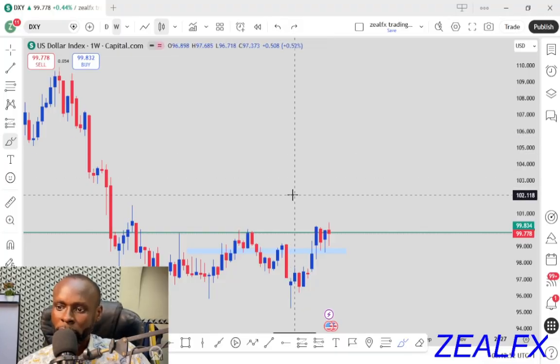The DSY on the weekly chart still has a sideways trend, and we also see price on the weekly chart close to a resistance level. So this is a sign that we need to stay away from the DSY for now, because we don't have a clear direction for the DSY.